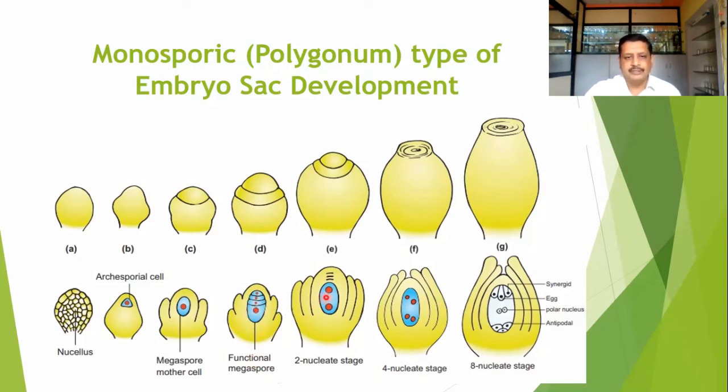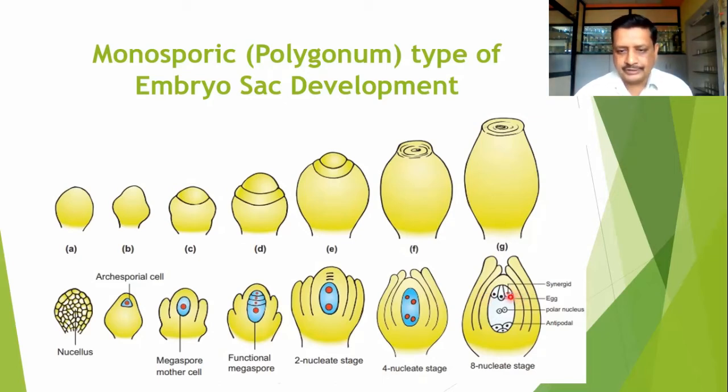In this functional megaspore, a 2 nucleated stage has been developed, and this 2 nucleated stage becomes a 4 nucleated stage. आता एकच फंक्शनल आहे. ह्या 3 जे न्यूक्लियस आहेत, they get automatically degenerated. After degeneration, only one functional megaspore remains, and this megaspore gets divided into 2 at the first stage. Then at the second stage, there is a second division where 2 become a 4 nucleated structure, and these 4 nucleated further divide to get the 8 nucleated structure.